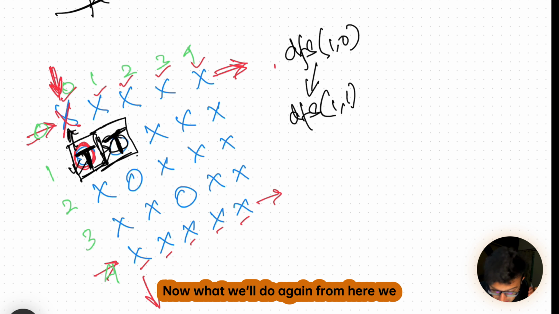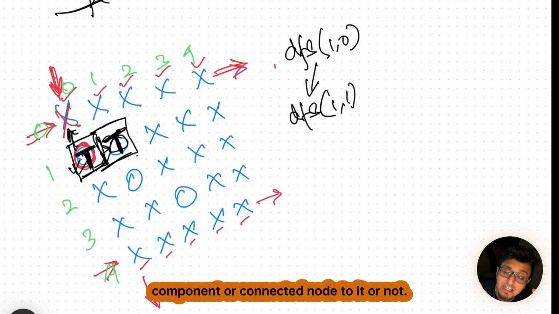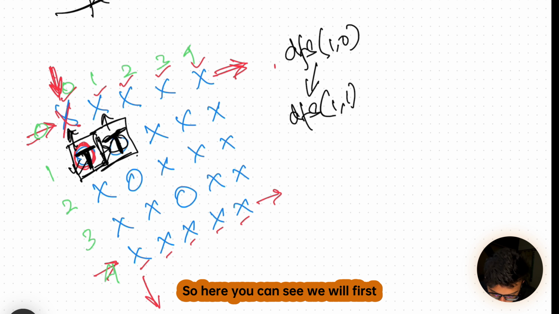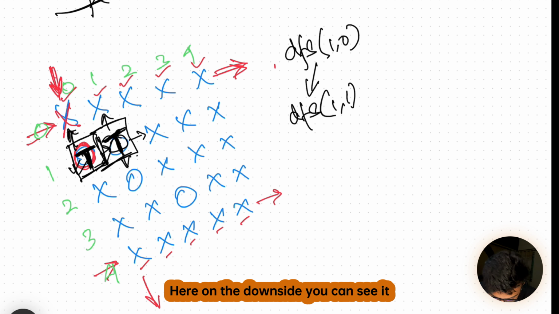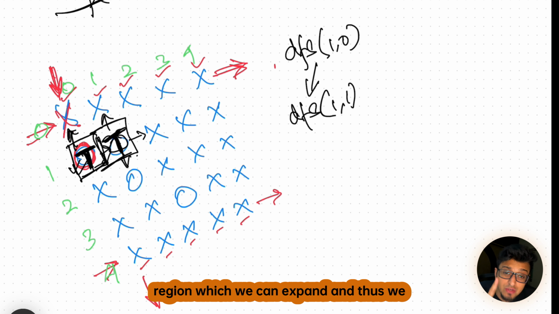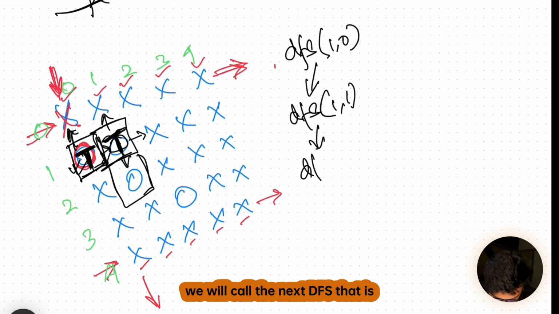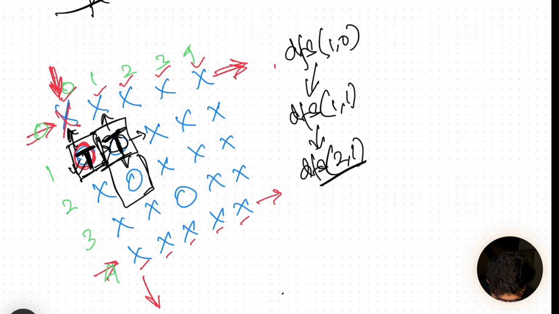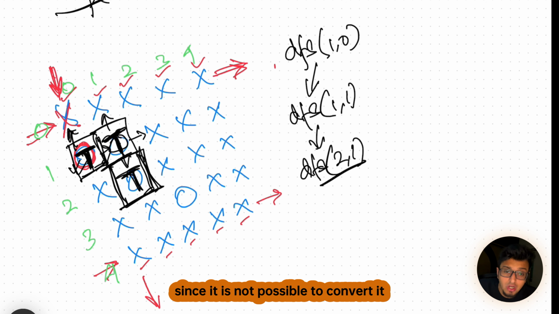Understood? Now again from here we will check whether there is any connected node to it or not. Here you can see, we will first check on the top, it is x, we'll ignore it. We'll check the right-hand side, it is x, we'll ignore it. Here on the downside you can see it is 0, means it is again a possible region which we can expand, and thus we will include it within our region and call the next DFS, that is DFS of 2, 1. And once we come here, we will mark it as t, since it is not possible to convert it to x.